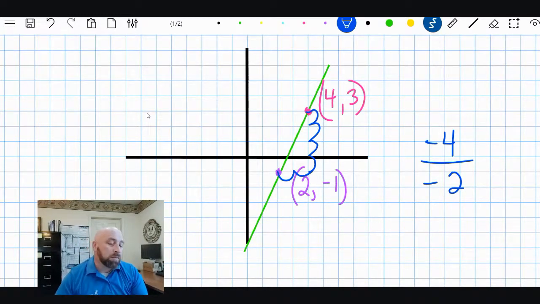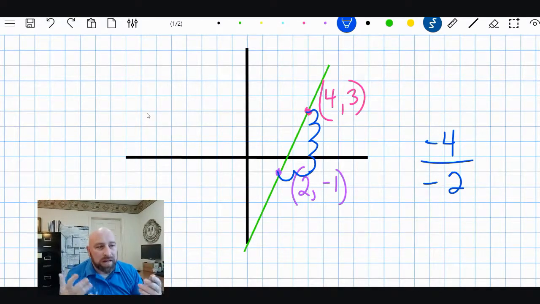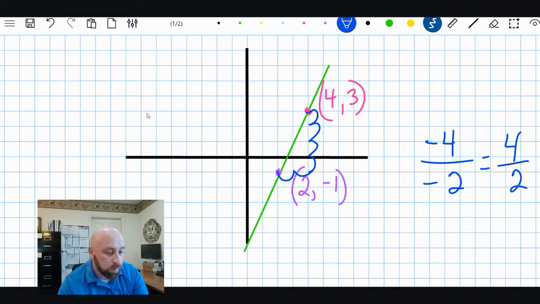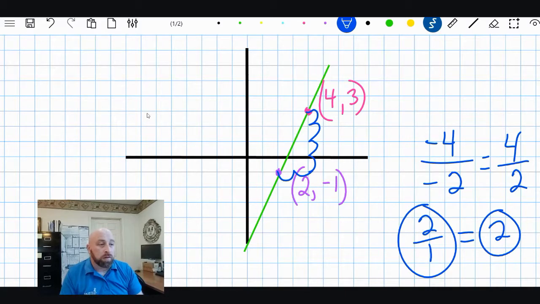Now I want you to see something about this. Negative 4 over negative 2. When you have a fraction with 2 negative signs, what happens? Whenever in math you have 2 negative signs in the same problem or right next to each other, what happens? Well, it becomes positive, so this is going to equal a positive 4 over 2, which would then equal a positive 2 over 1, which would then equal a positive 2. So you'd still get your same slope, and it's still a positive slope.